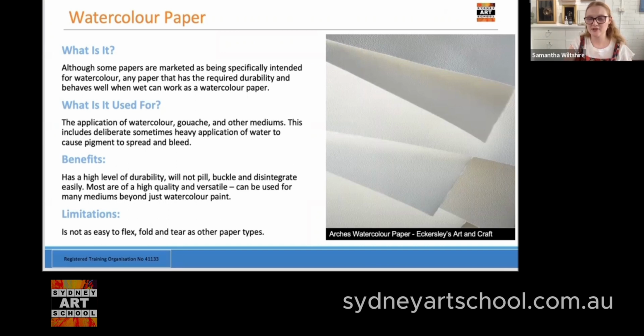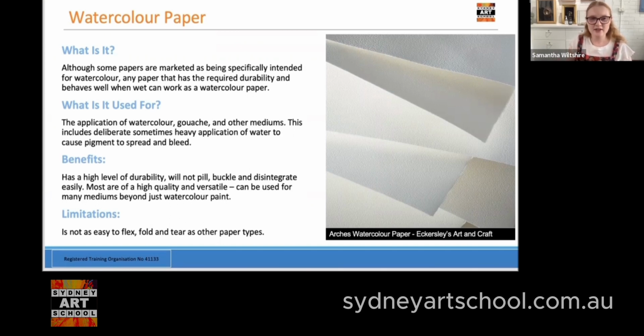Those are the surfaces you're looking for for watercolor paint. And it's, of course, used for the application of watercolor, but also gouache and other associated mediums. This includes deliberate, sometimes heavy application of water to cause pigments to spread and bleed. So with that in mind, we really want to think about absorption versus imperviousness when we're choosing a good paper. And of course, durability. Is this paper going to deteriorate when wet?